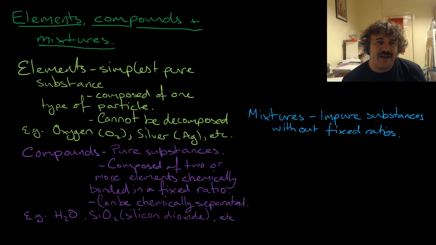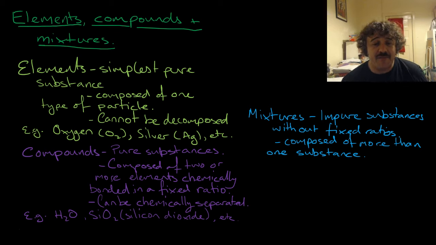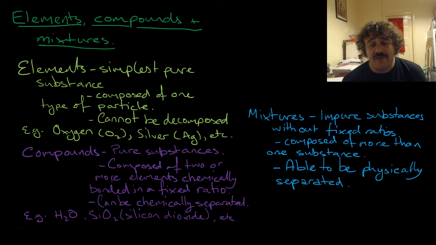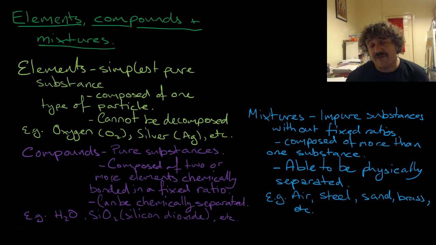A mixture, on the other hand, is an impure substance. It doesn't have a fixed ratio or fixed properties. It must be composed of more than one substance, and it's able to be physically separated. This means those substances aren't chemically bonded together. Examples of these are air, steel, sand, brass, milk from the previous page, and so forth.